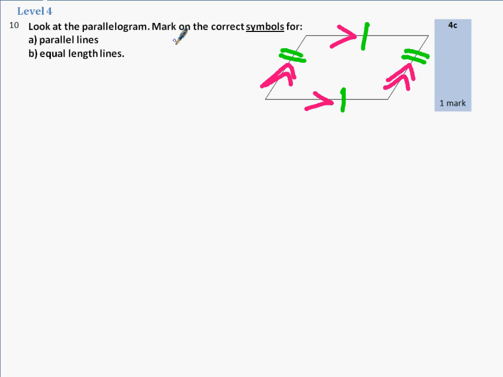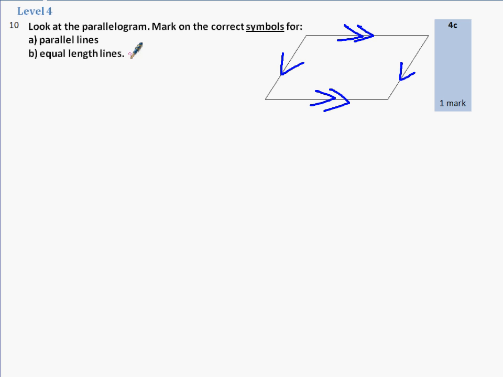Look at the parallelogram. Mark on the correct symbols for parallel lines and equal length lines. So to start with, if we put on the parallel lines, we can say that that's parallel to that side. I could write it facing that way, doesn't make any difference. And the other pair of sides are also parallel, so I need to put double arrows. I could have written them pointing down, no problem with that. And in fact, I could have put single arrows on these 2 sides and double on those, it doesn't matter. As long as one pair has single arrows and the other pair has double, you're fine.